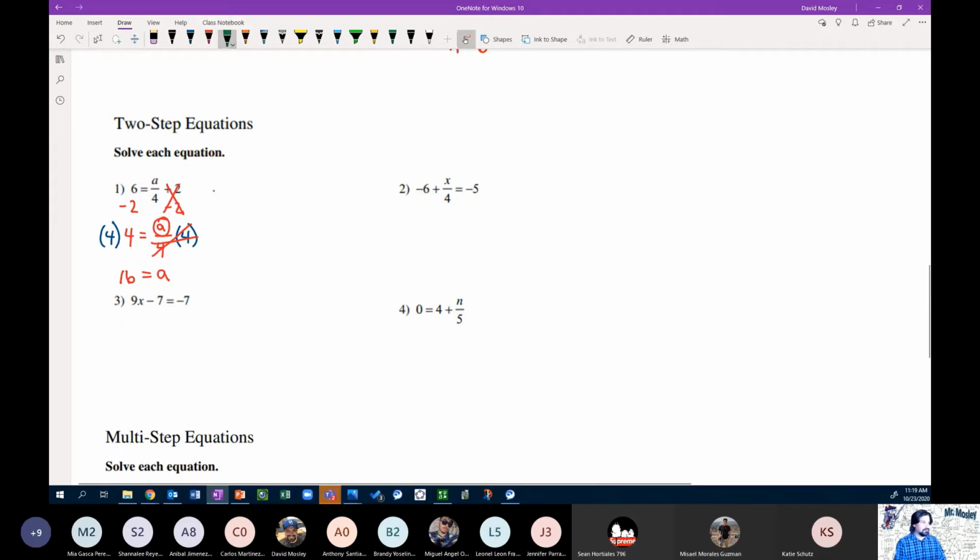Now we check. Where we have A, I replace it with 16. We have 16 divided by 4 plus 2. 16 divided by 4 is 4, plus 2 equals 6. That's what I wanted. Perfecto.